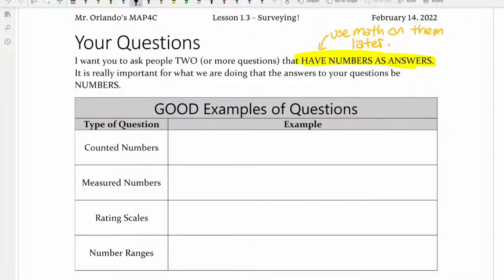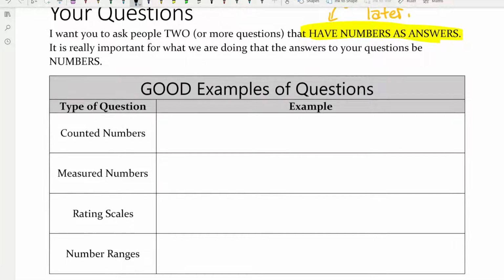So let's look at what a good kind of question and a bad kind of question would be if we're trying to get answers that are numbers. Counting is always good. So for example, how many people live in your house?